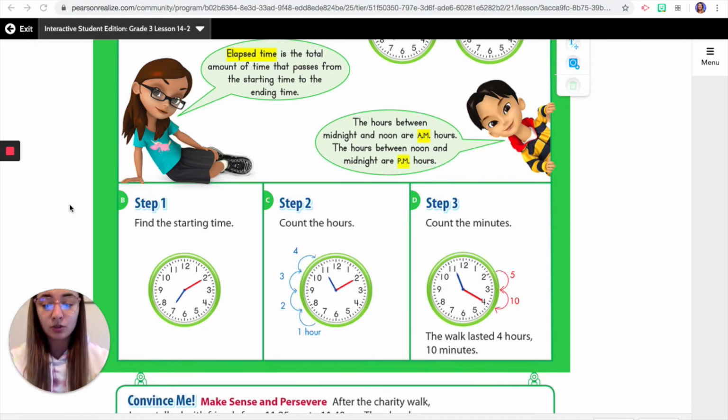So what I'm going to do now, I just wanted to explain that to you. So maybe if you needed to pause this at this point for the 3 steps, you can. Now I'm going to go to the next page and show you another example.